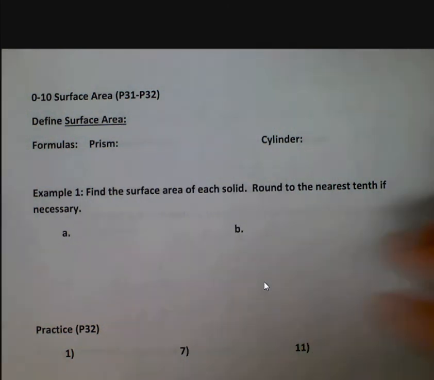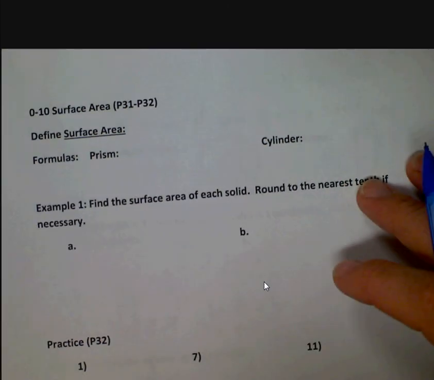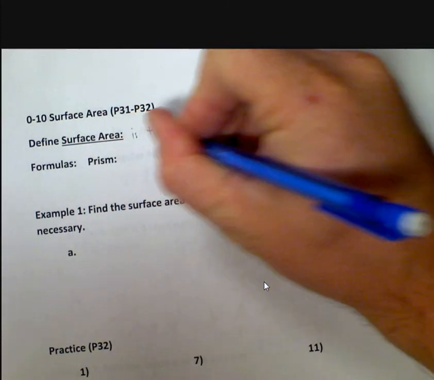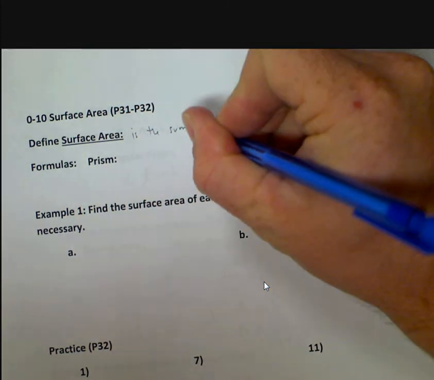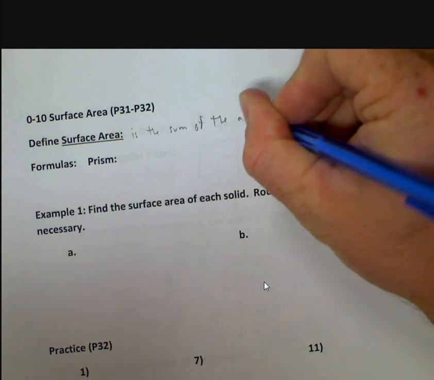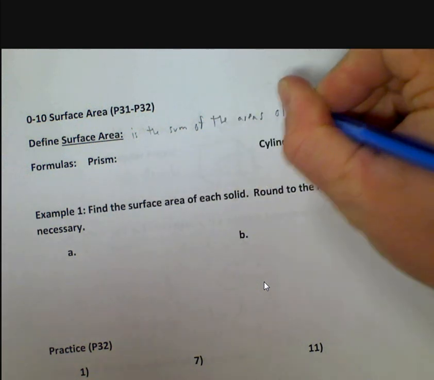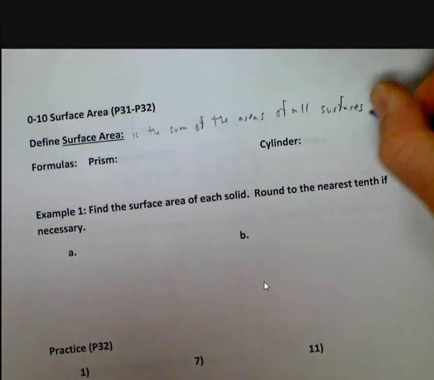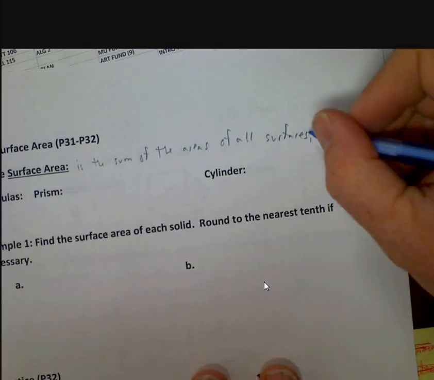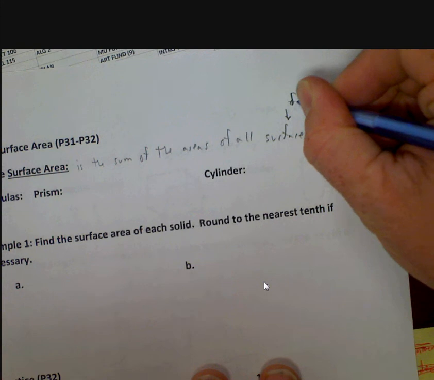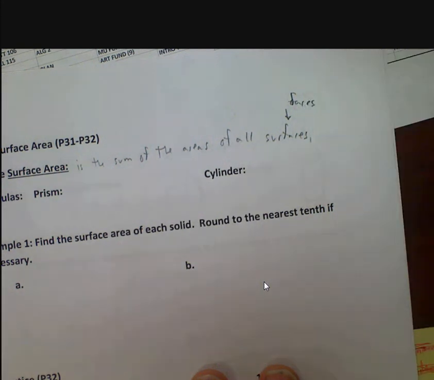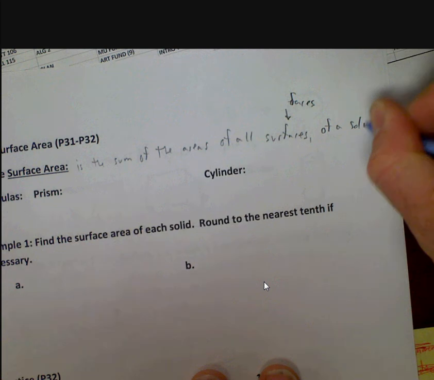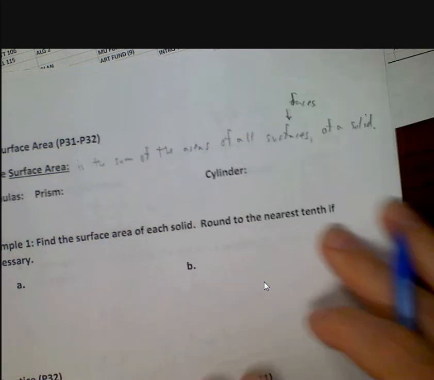Okay, we are now on surface area. So surface area is the sum of the areas of all surfaces, and surfaces is also known as faces of a solid. So what that means is this.